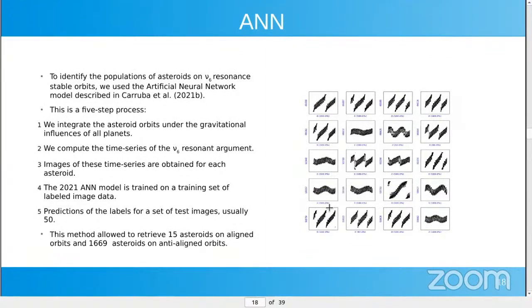So how do you apply this method in secular dynamics for asteroids? You can apply it first using a perceptron model. You first integrate the orbits of the asteroids under the gravitational influence of all planets. You compute the time series of the nu-6 resonant argument, or other resonant arguments for other resonances. You obtain images of this time series, and you can see an example of these images in the figures. So you can have objects that are oscillating around 180 degrees, objects that are in circulation, and objects that alternate between circulation and libration.